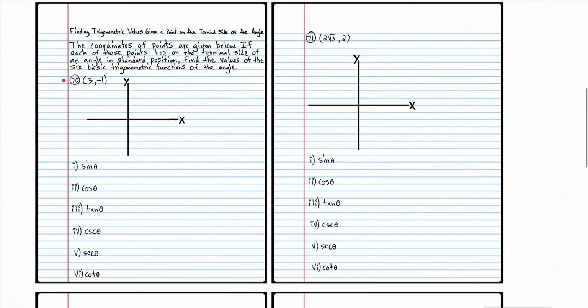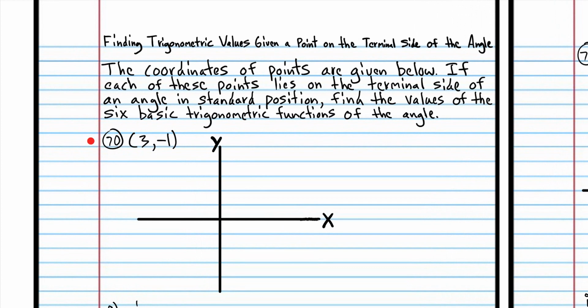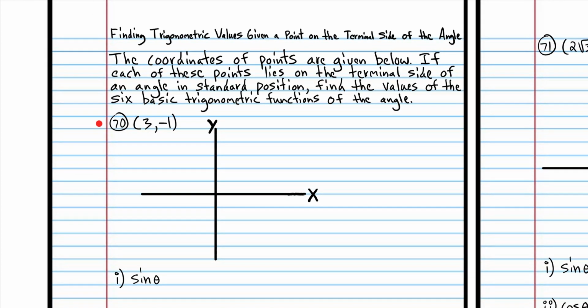Okay, so let's try some other types of problems. So it says here the coordinates of points are given below. If each of these points lies on the terminal side of an angle in standard position, find the values of the 6 trigonometric functions of the angle. So we have a point here, and in order to demonstrate this, I'm going to plot the points. So 1, 2, 3, and then -1. So that point would be roughly there. Doesn't have to be perfect.